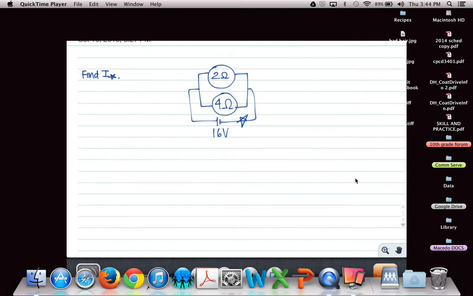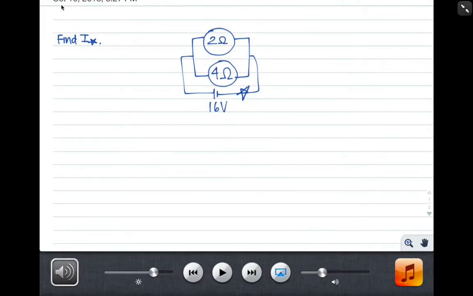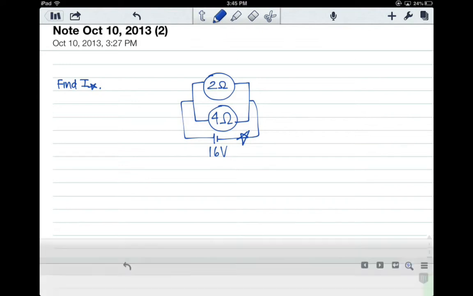So we have a circuit here that shows two resistors in parallel, 2 ohms and 4 ohms, and they are connected to a 16-volt battery. And we have to find the current at the star. So in order to do this, I'm going to take the following approach.